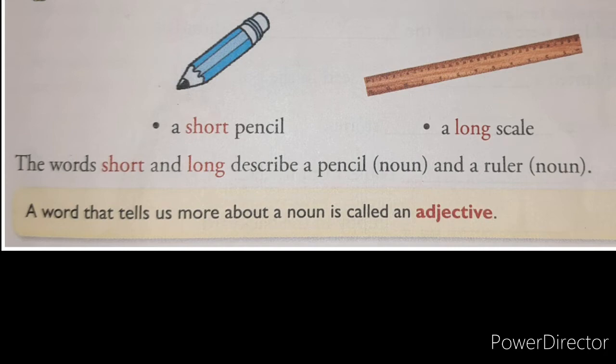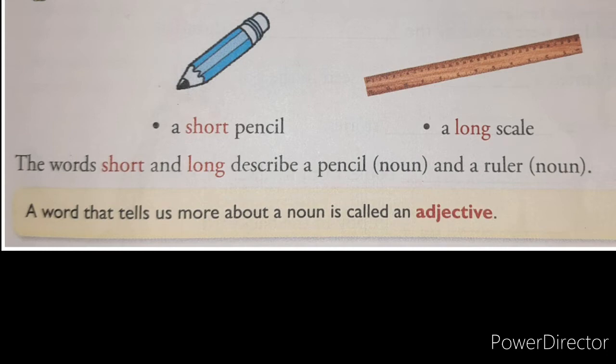For example, see here, an example is given. First, a short pencil. In this, which is the noun? Pencil. And how is the pencil? Short. Means the pencil is described by which word? Short. So, short is called here what? Adjective.